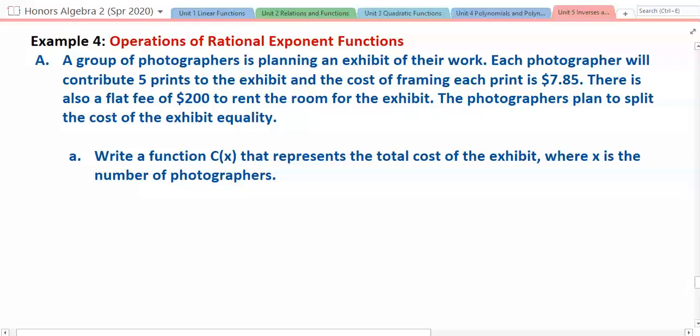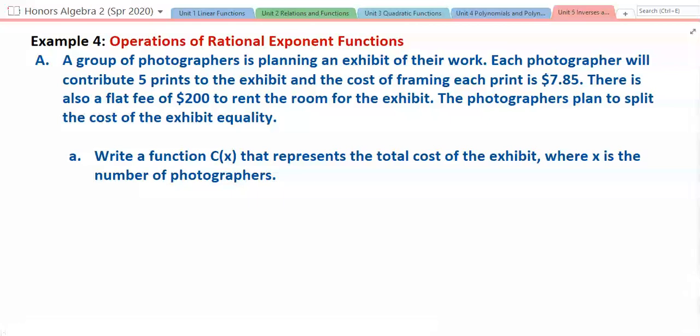Operations of rational exponent functions. A group of photographers is planning an exhibit for their work. Each photographer will contribute 5 prints to the exhibit, and the cost of framing each print will be $7.85. There's also a flat fee of $200 to rent the room for the exhibit. The photographers plan to split the cost.